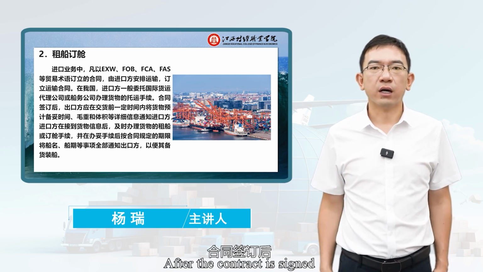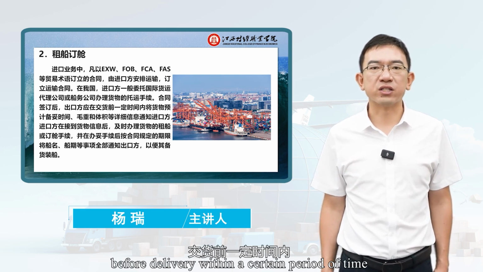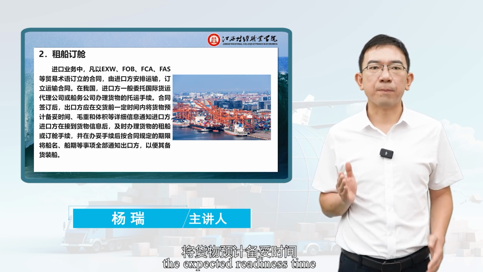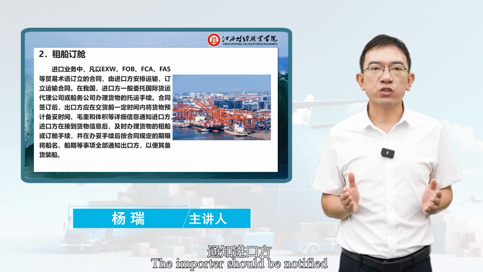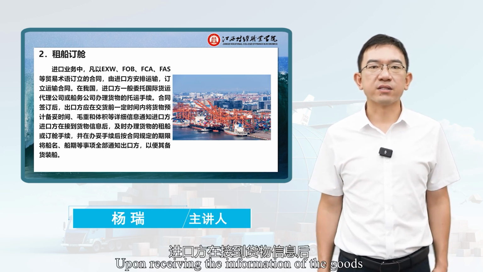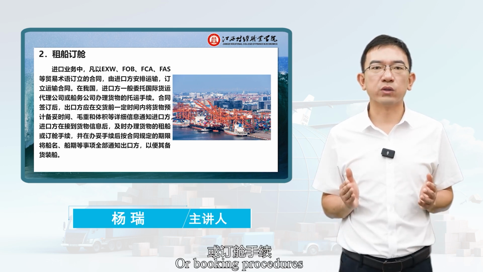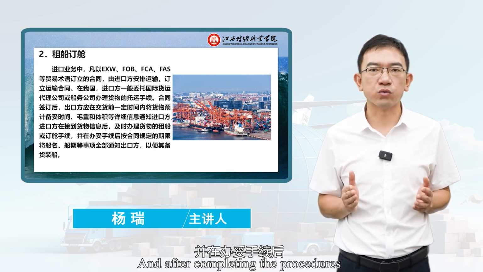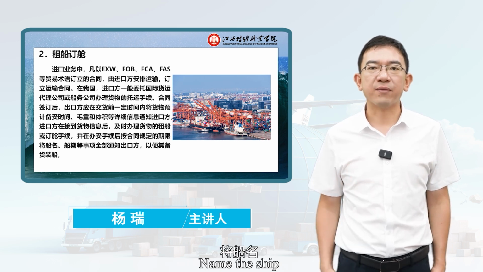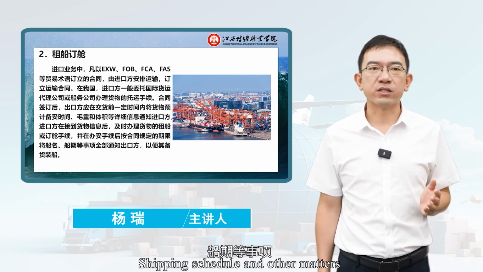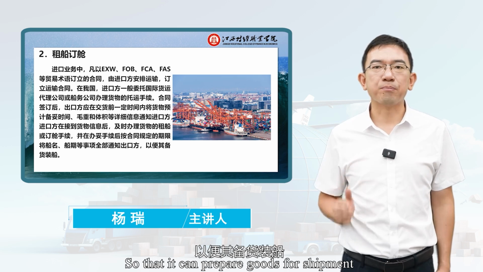After the contract is signed, the exporting party shall notify the importer, within a certain period of time before delivery, of the expected readiness time, gross weight, volume, and other detailed information. The importer, upon receiving the information of the goods, should timely handle the chartering of goods or booking procedures, and after completing the procedures, according to the deadline stipulated in the contract, notify the exporter of the ship name, shipping schedule, and other matters so that it can prepare goods for shipment.